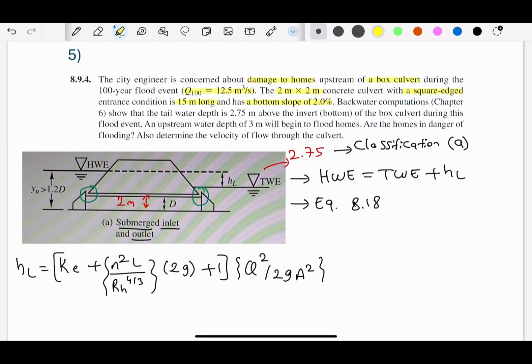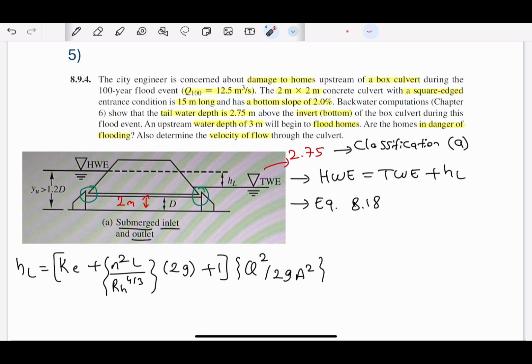The bottom slope of the culvert is 2%. And according to backwater computations, the tailwater depth is 2.75 meters above the bottom of the culvert. And also the upstream water depth of 3 meters will cause a flood to homes. So in this question, we need to find if these homes are in danger of flooding, and also we need to determine the velocity of flow through the culvert.